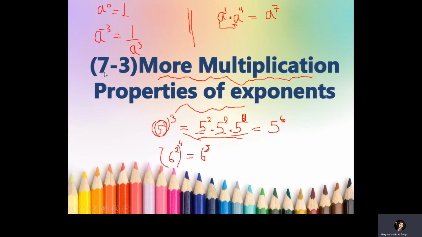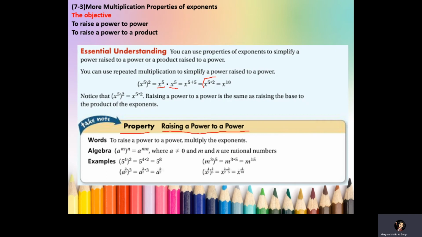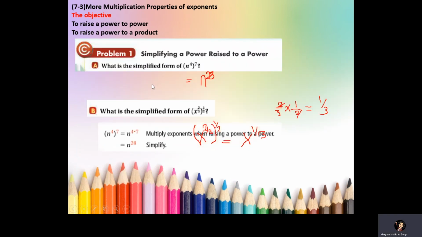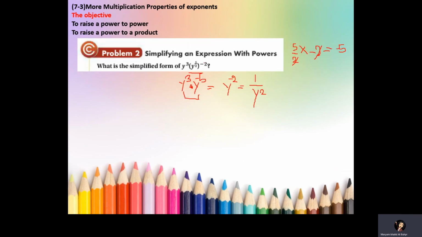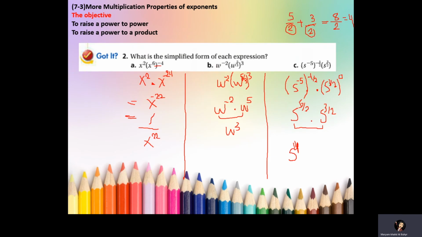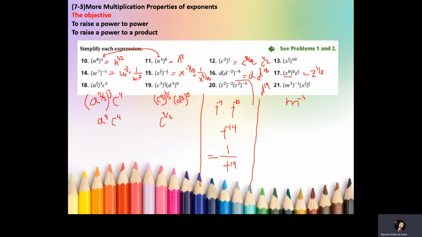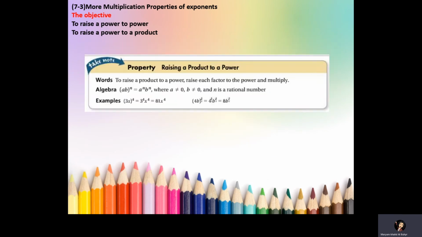In this lesson 7.3, we discussed what happens if we raise a power to another power: we have to multiply these powers so we can get one exponent like this. That's what we discussed yesterday, and we had some exercises related to that. We finished the first problem, and for the second problem we also did more exercises related to the first and second problems.